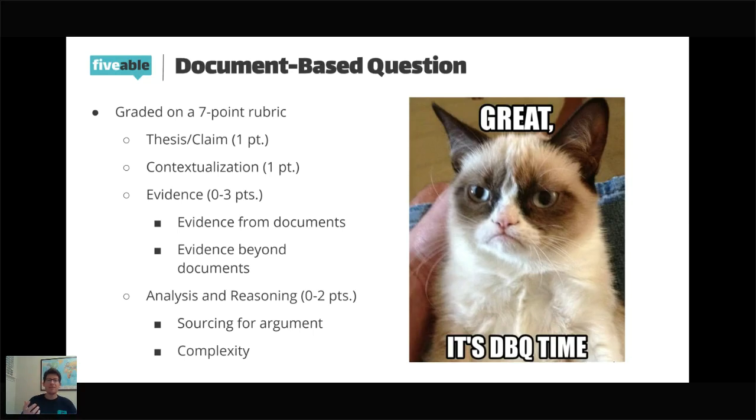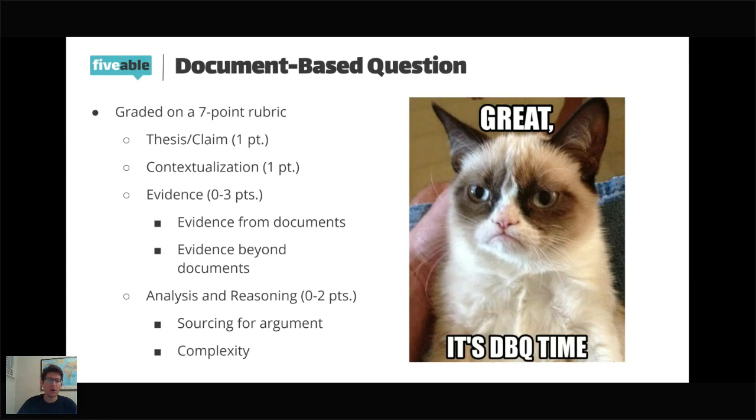But evidence beyond the documents and contextualization, those are really the only 2 points that come from outside the documents. So you can write a really solid essay, theoretically get a 5, without knowing anything outside of what the essay has told you what the College Board is doing.